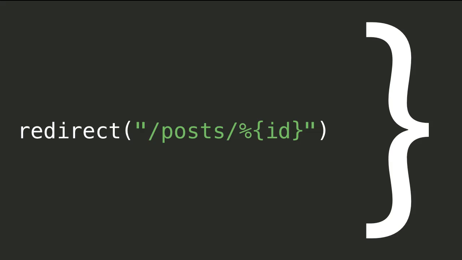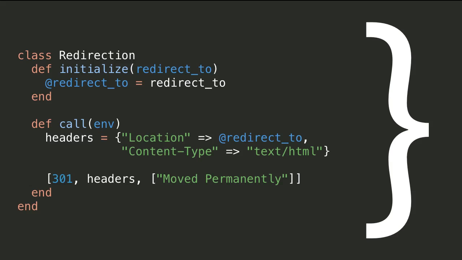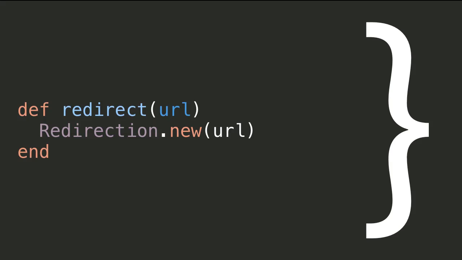This method over here, redirect /posts/:id, simply works something like this. Now the real redirect method is quite a bit more complicated than this, but here's a simple way that you can implement something like this. You would initialize the redirection with the URL to redirect to, and then you implement call, which is simply a Rack application, and you say that the headers are a Location of the redirect-to URL, and a Content-Type of text/html, and then you return a status code of 301, the headers that we set up, and then the text "Moved Permanently". And then we create a redirect method that lives inside of the router that takes a URL and returns a new redirection.